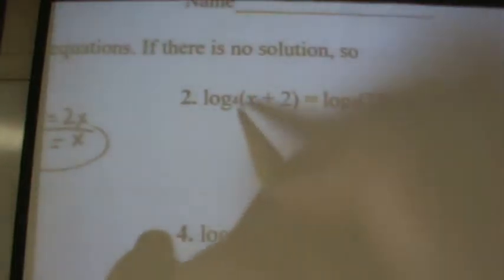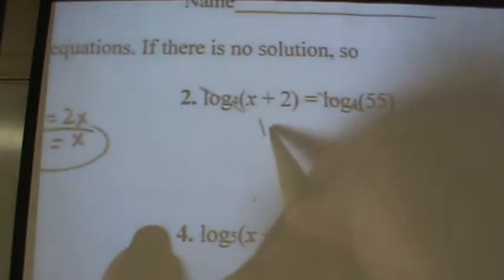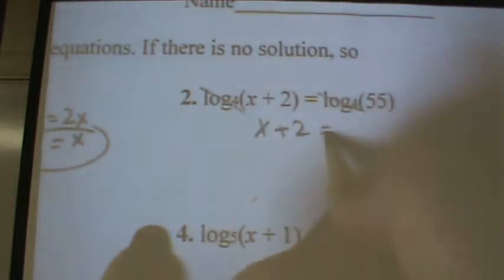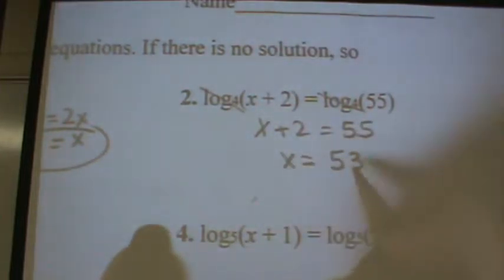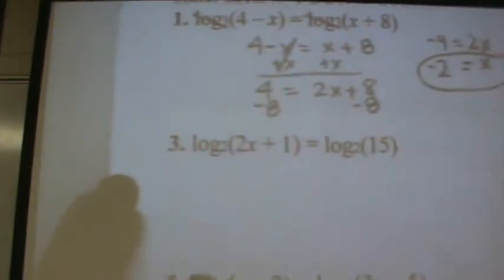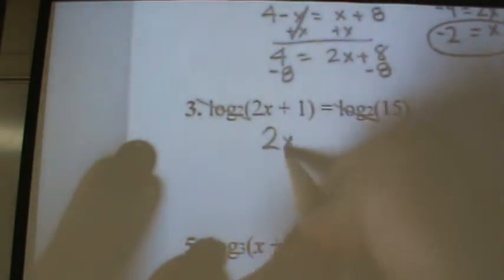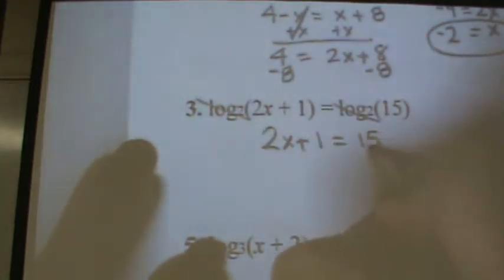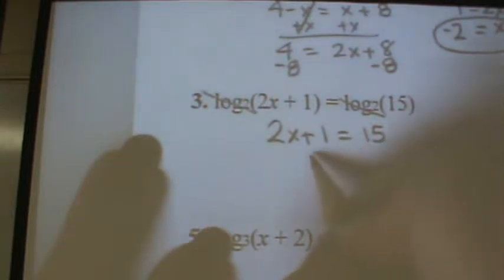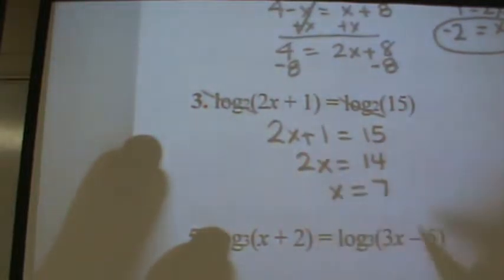Number 2, what are you gonna do? Cross out the log base 4s, so you have x plus 2 equals 55. What's x? 53. And it works. Number 3, cross out log base 3s, you have 2x plus 1 equals 15, then what? Subtract 1 and divide by 2. And that works.